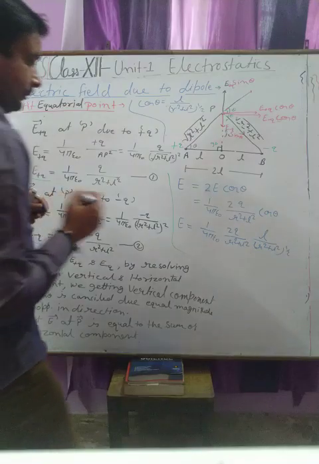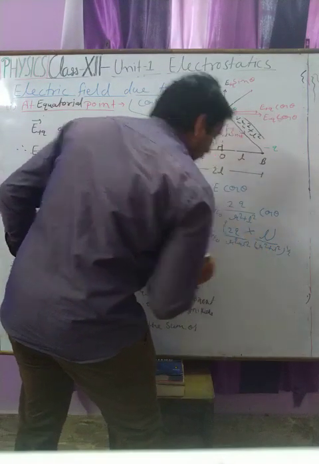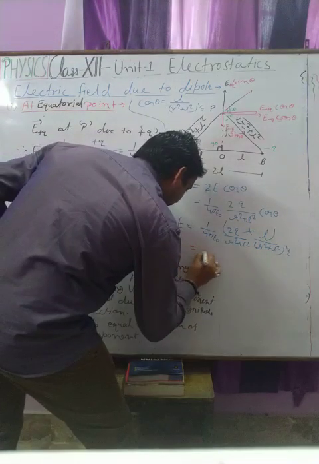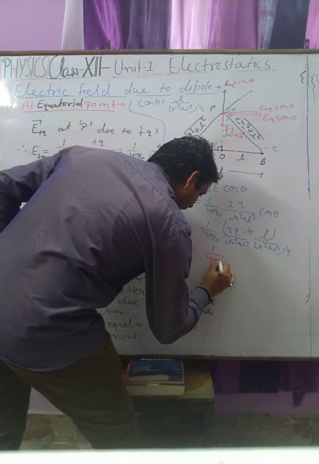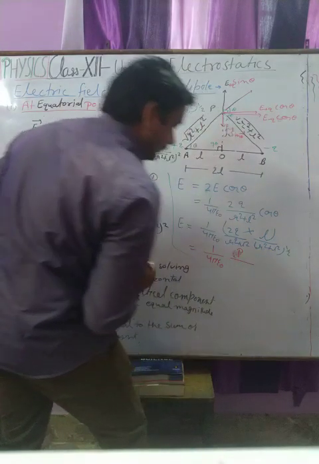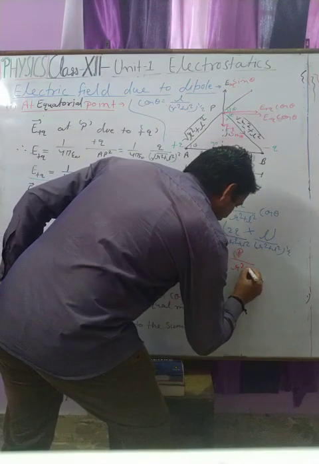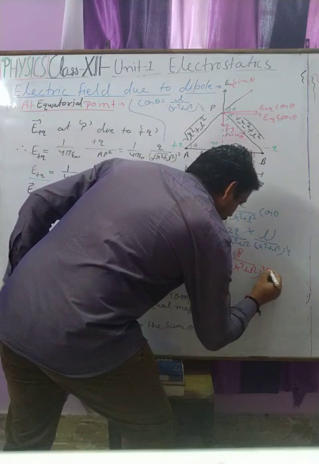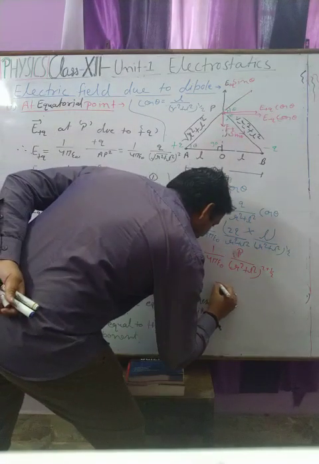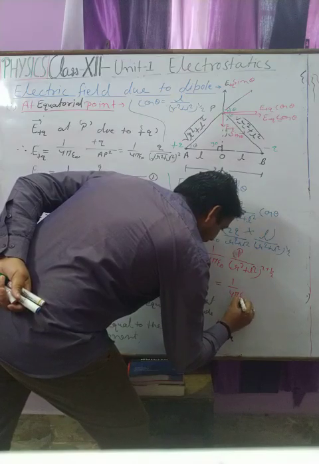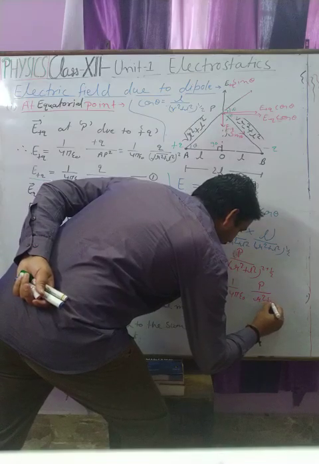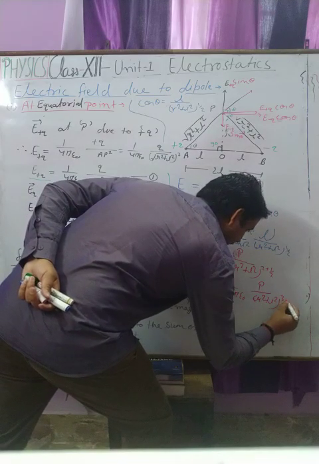By solving it, here student, we are getting the product of 2Q into L is P. So 1 upon 4 pi epsilon naught, P upon R square plus L square to the power 1 plus 1 by 2, by adding the power of the base. So 1 upon 4 pi epsilon naught, P upon R square plus L square to the power 3 by 2.